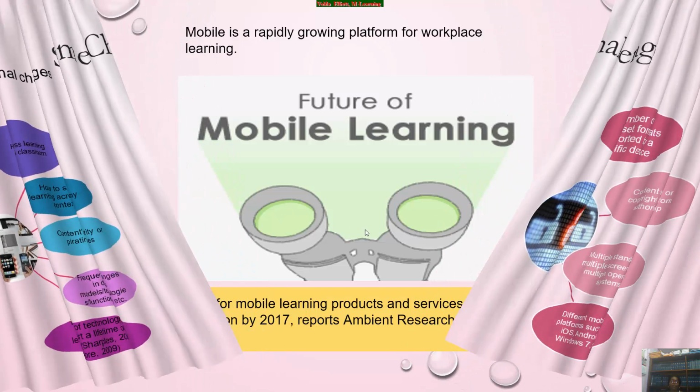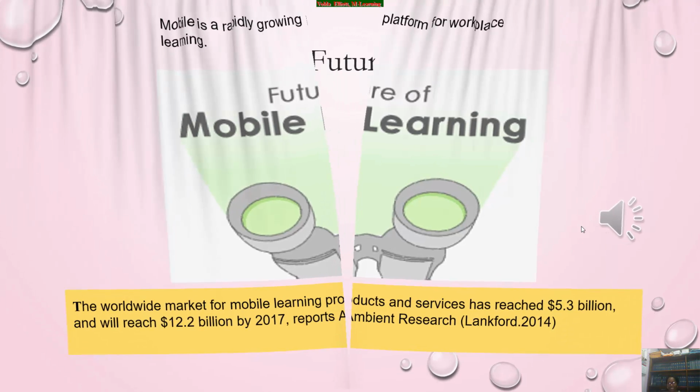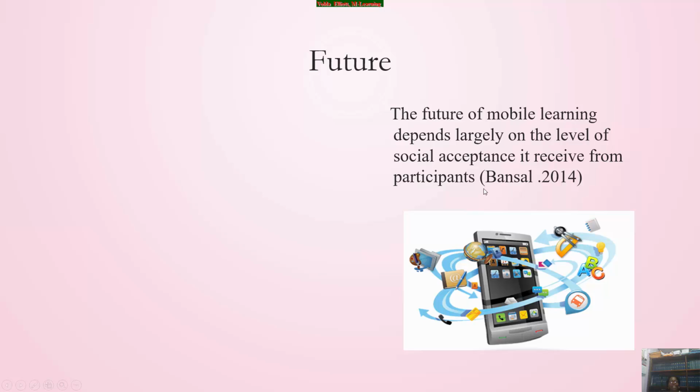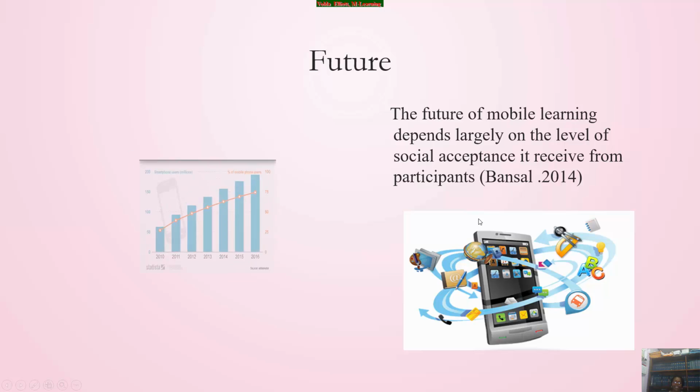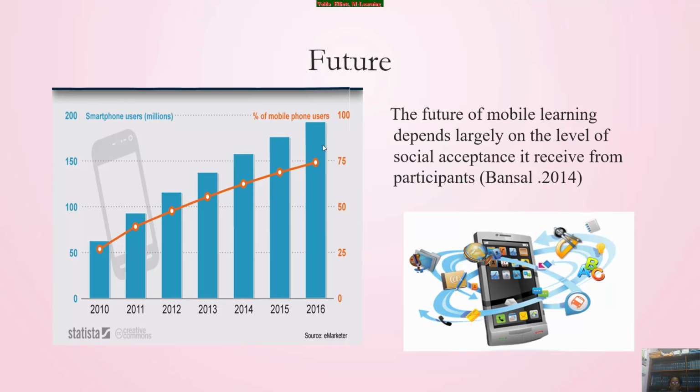What do you think is the current future of mobile learning? Mobile learning is growing rapidly, and therefore its platform is taking hold in different workplaces. So, the future of mobile learning depends largely on the level of social acceptance it receives from participants, Bansal 2014. And we can see smartphone usability continues to rise from 2010 all the way to 2016.